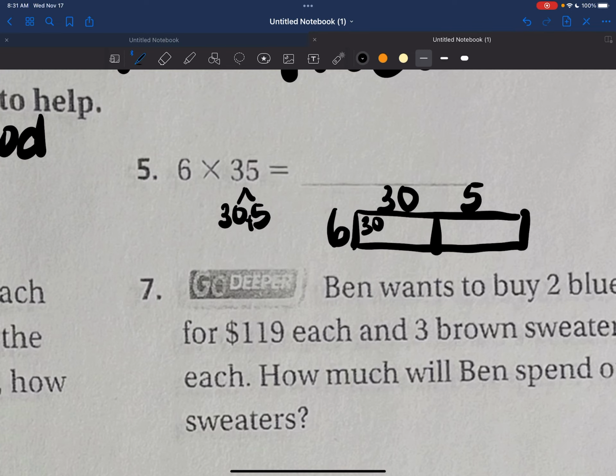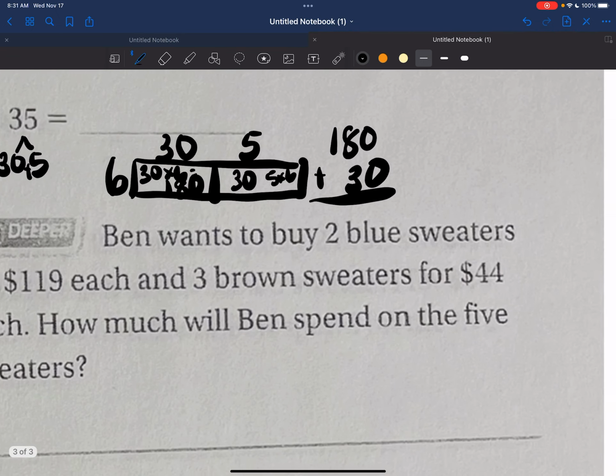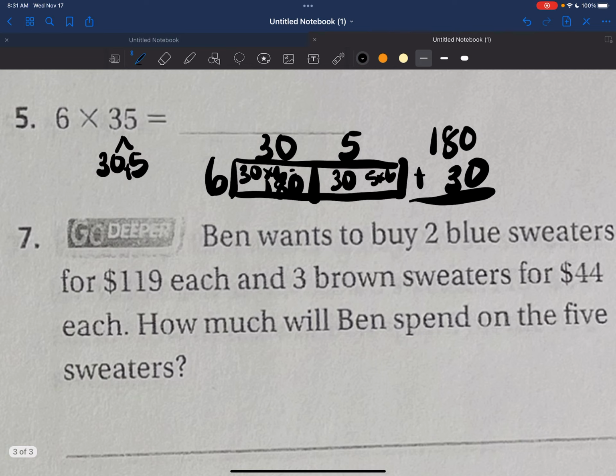Multiply 30 times 6. Cover your 0. 3 times 6 is 18. Add your 0 back, 180. 5 times 6 is 30. Add your boxes together, 180 plus 30. Always start in your ones place. 0 plus 0 is 0. 8 plus 3 is 11. Carry the 1. 1 plus 1 is 2. So 6 times 35 is 210.